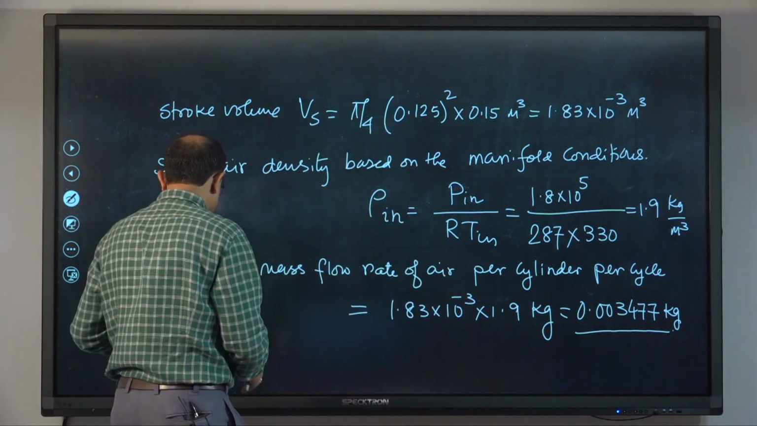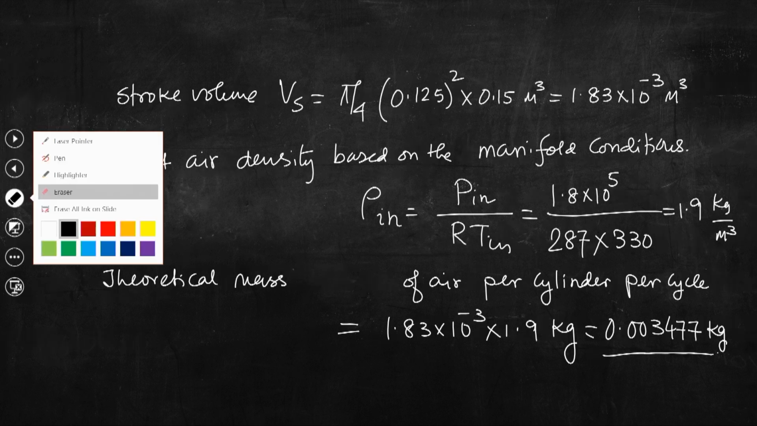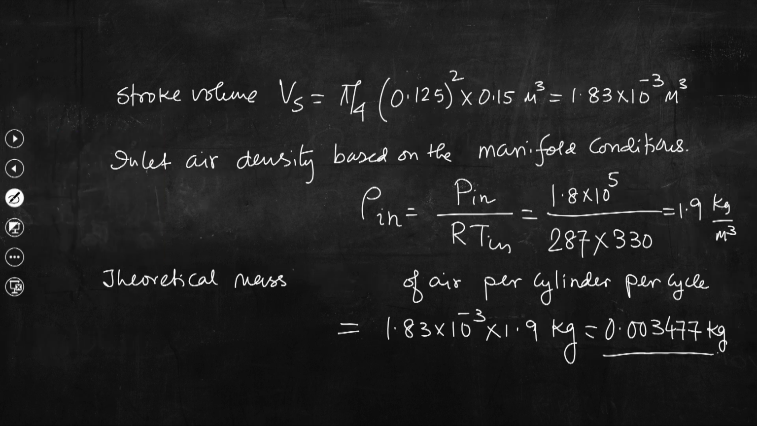Okay. So, now let us calculate, this is not the mass flow rate of air because this is the mass of air. So, I should write this is not the mass flow rate. So, this is the theoretical mass of air. Now, if you would like to calculate the mass flow rate, then we need to know the RPM.